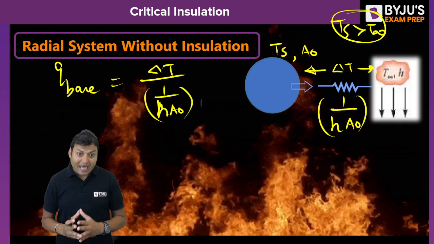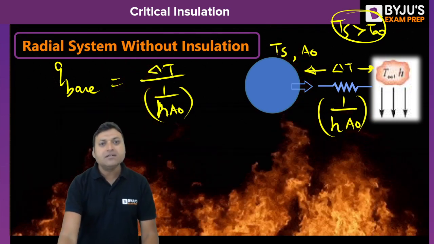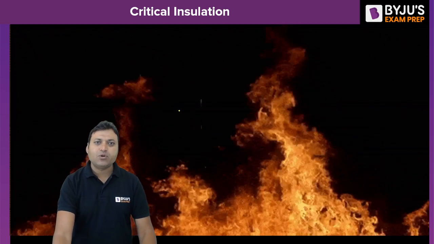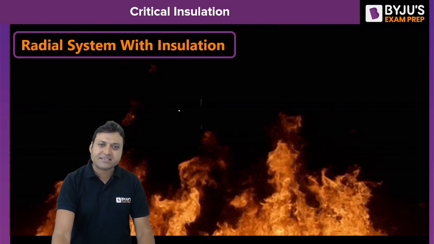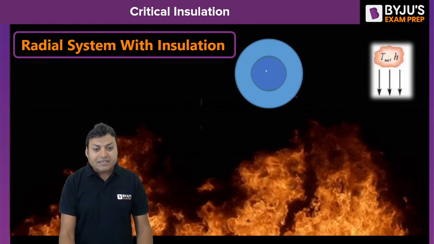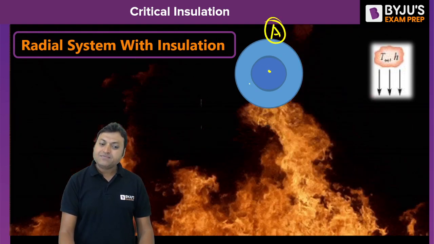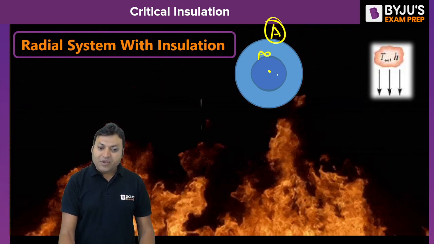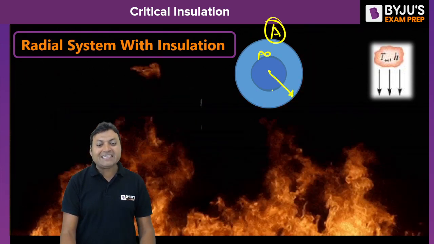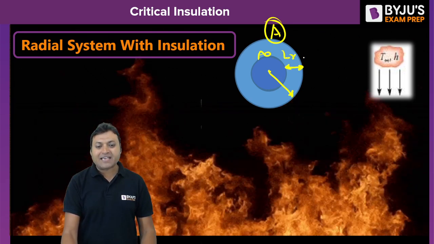Now, if we insulate the outer surface of the radial system, what is going to happen? Let us try to find it out. If we insulate, then the outer area will become A. Earlier it was A naught. Because of insulation, the radial thickness gets increased. This is the radial thickness LR.